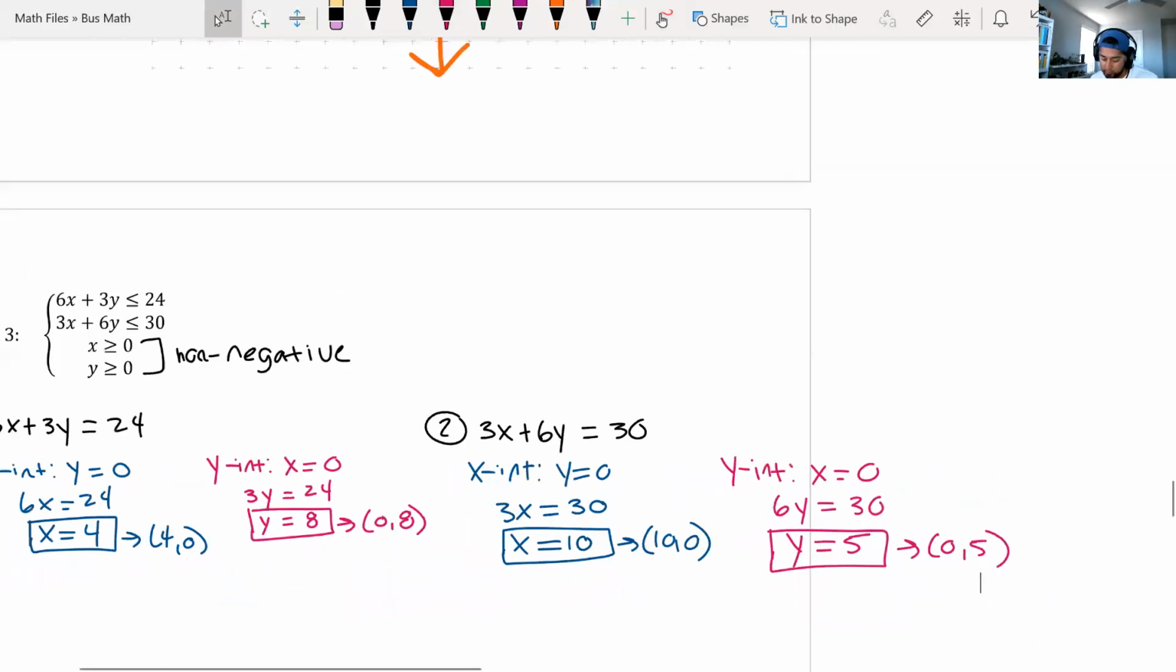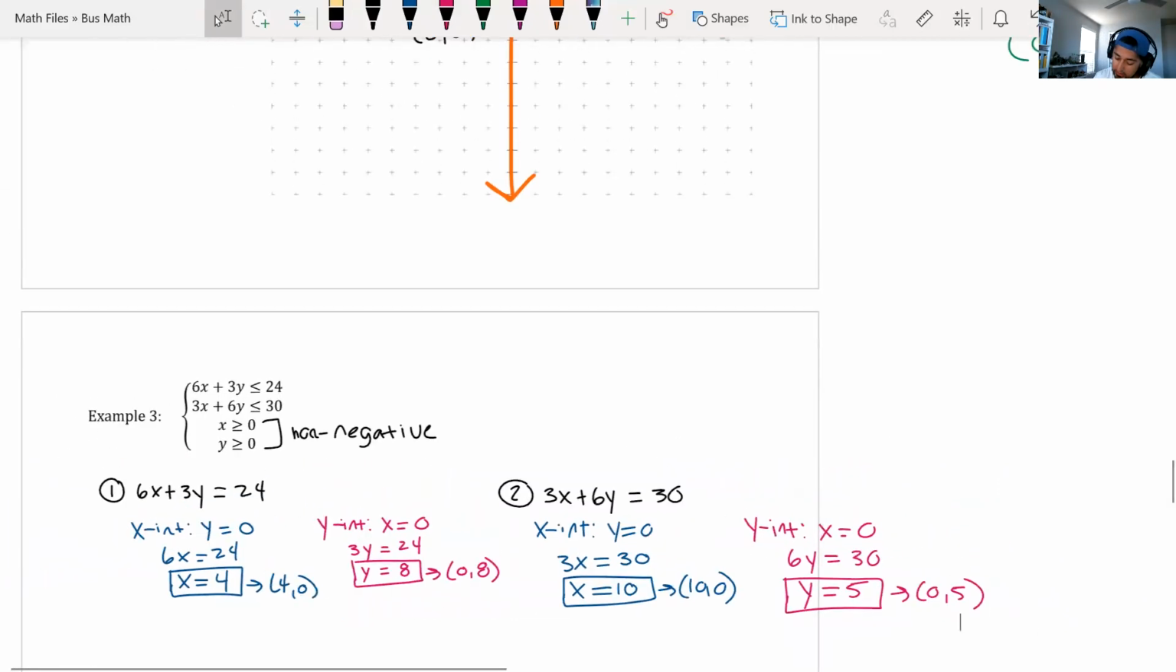Okay, cool. And then one thing to note again about all of these lines is that they're going to be solid. But I'll just remove that. There we go.